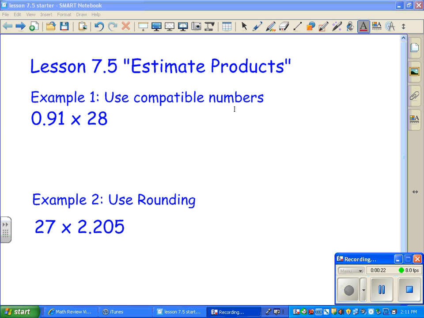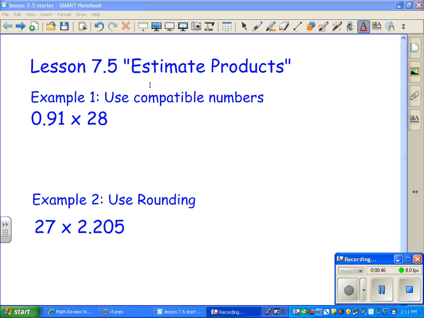Remember, compatible numbers do not use the rule of rounding. These are just numbers that you think are convenient to work with, but are as accurate as possible, meaning that they are as close to the actual number that you're working with as possible. Here we have 90/100 times 28. When we want to use compatible numbers, we want to think of whatever works for us and whatever is going to be accurate.